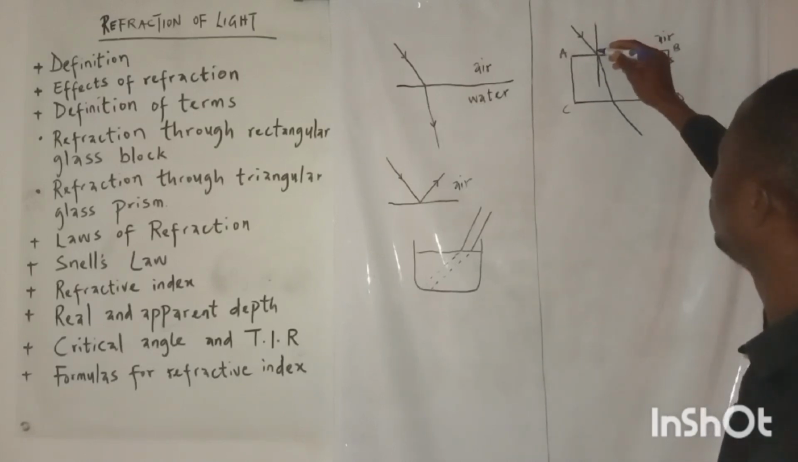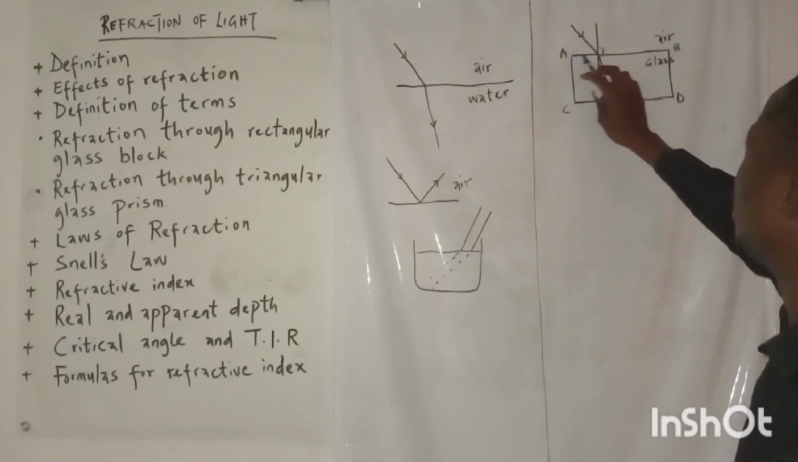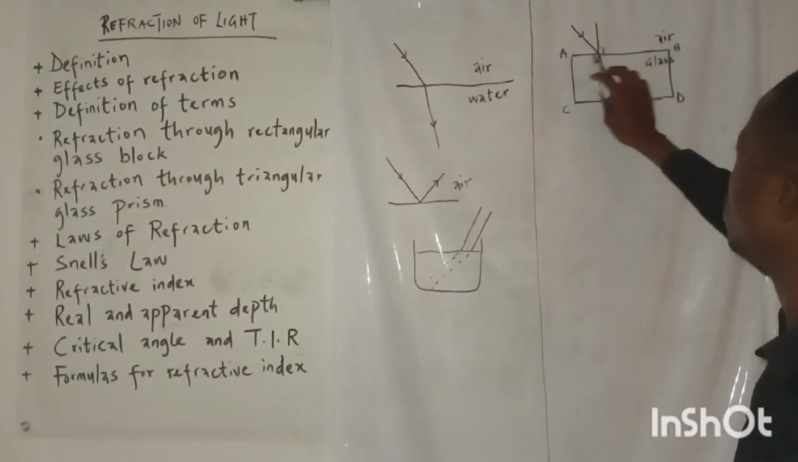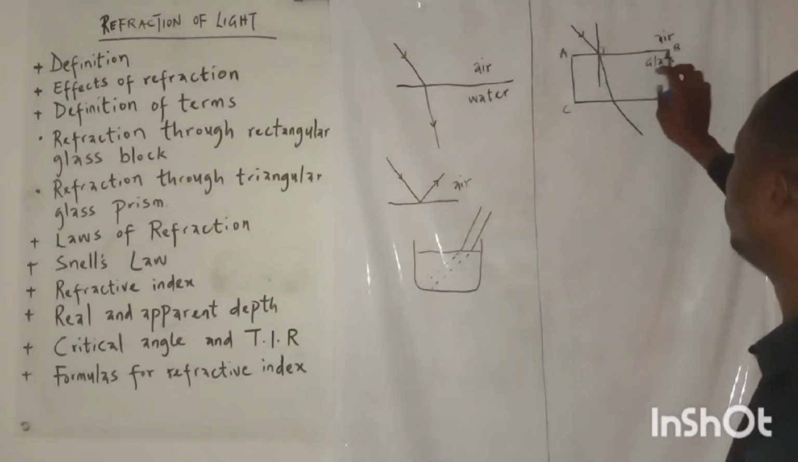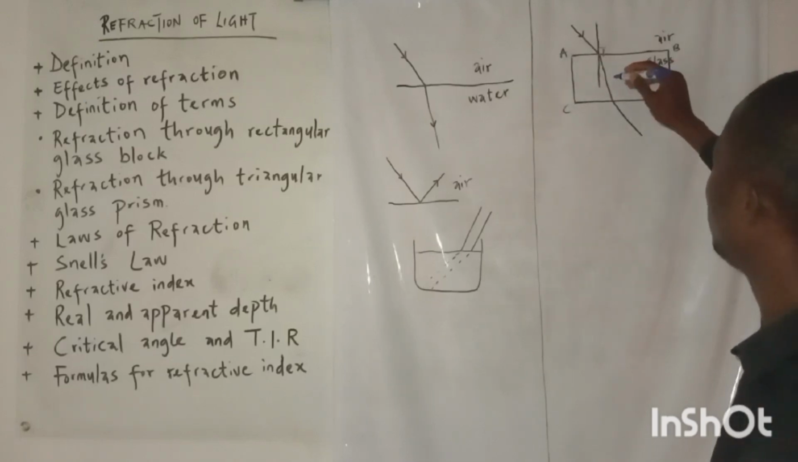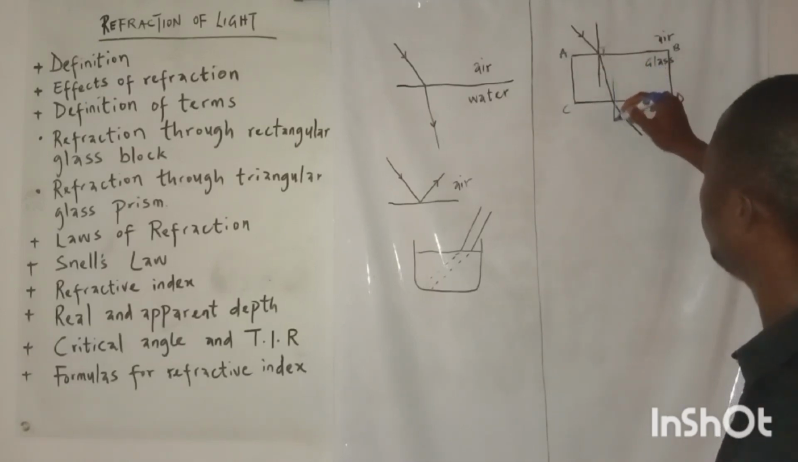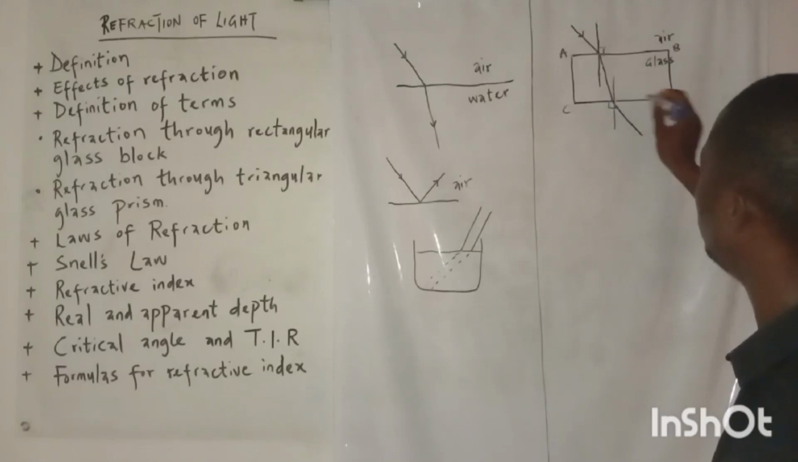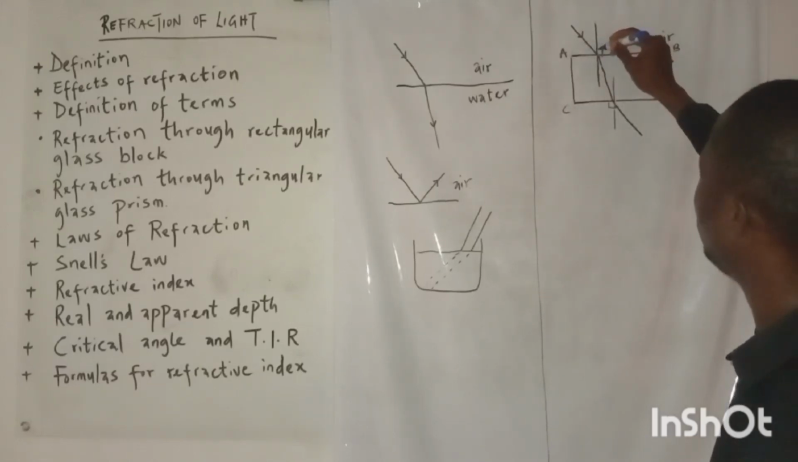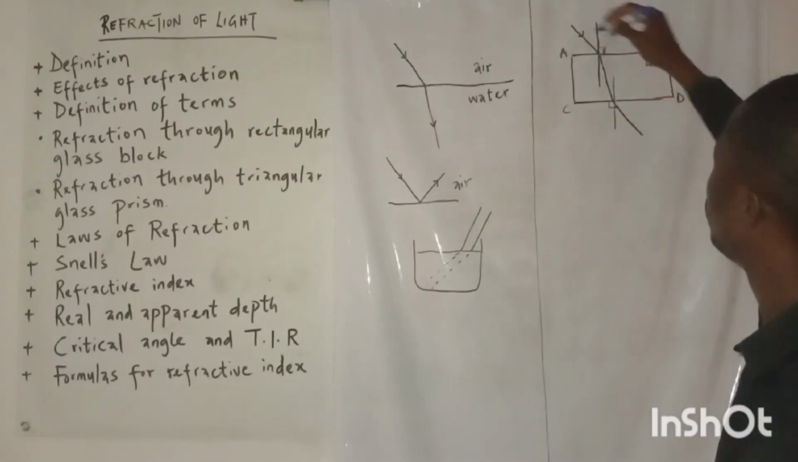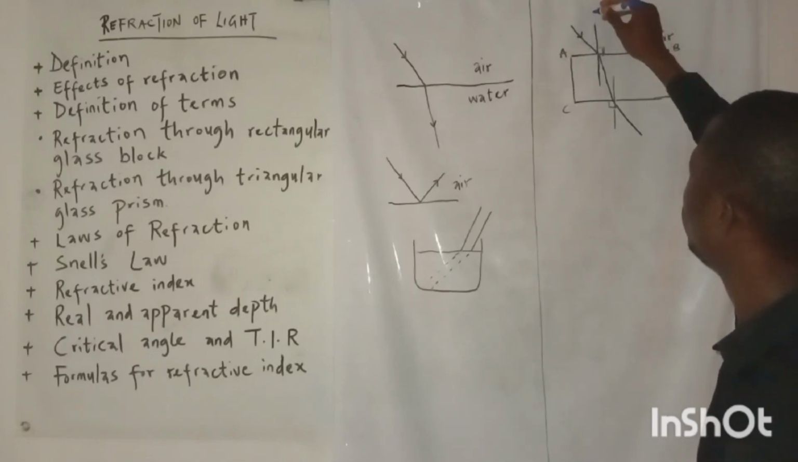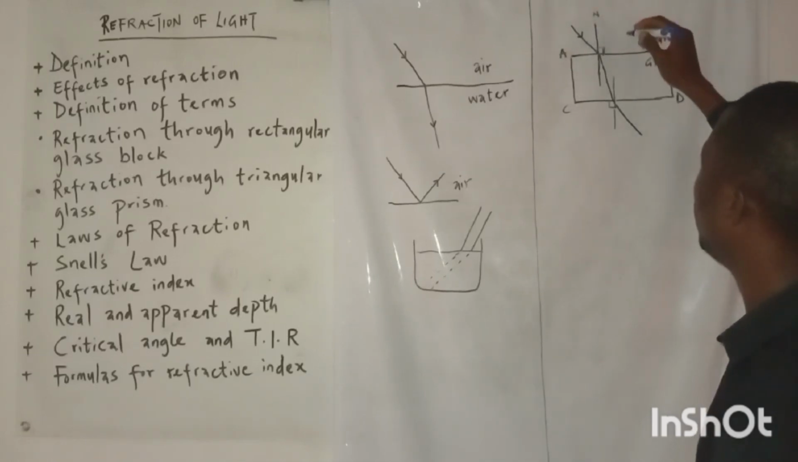A normal is a line that is at 90 degrees to the surface or the boundary. So let's have another normal here so that we can explain it properly. This normal is at 90 degrees to the surface. So this is our incident ray. Let's call this our normal, N.